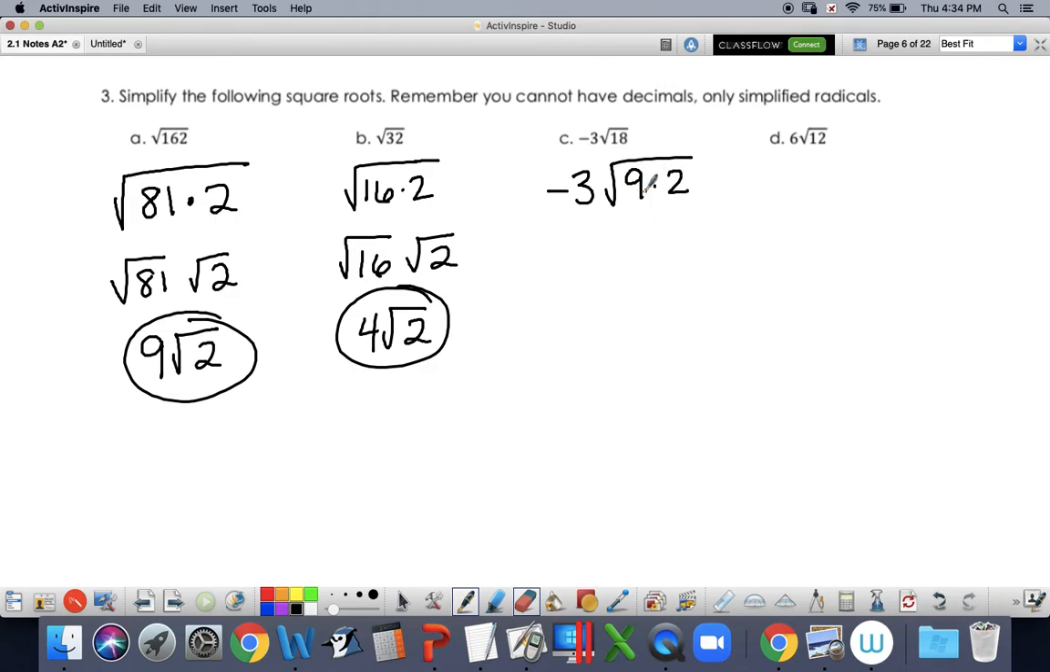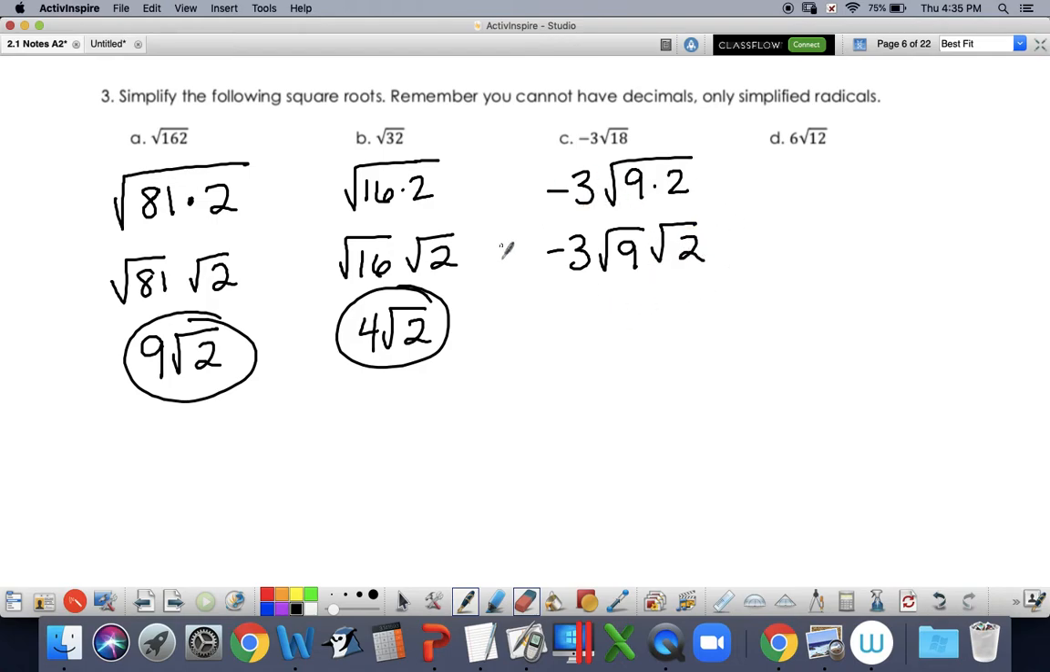Notice how I'm always putting my perfect square first. The reason why I write my perfect square first is because I know that perfect square is going to be able to come out of the radical. So I like to keep things in that order so I don't get confused about where I put the 2. I then break apart my 9 times 2 under the radical, so I have the square root of 9, square root of 2.